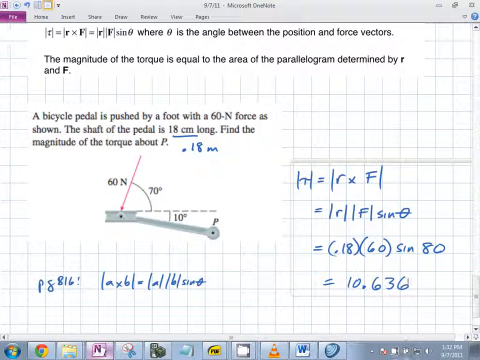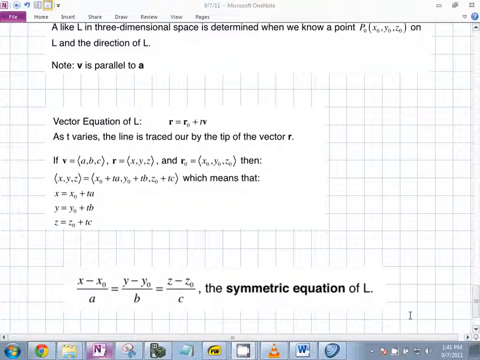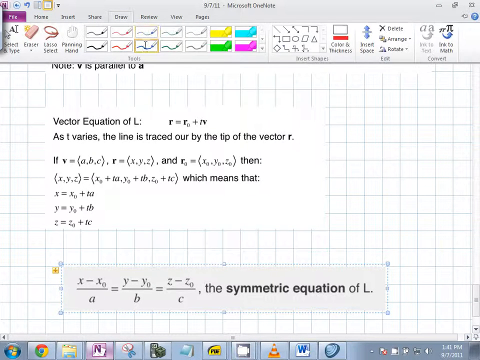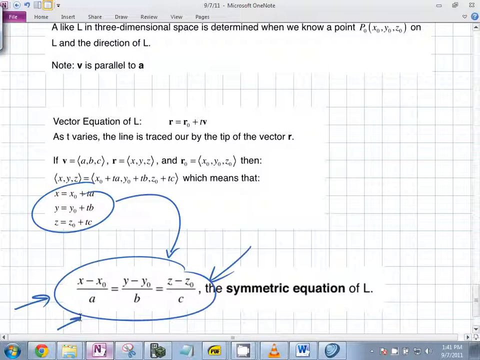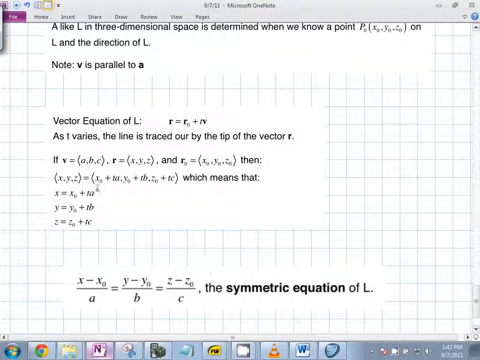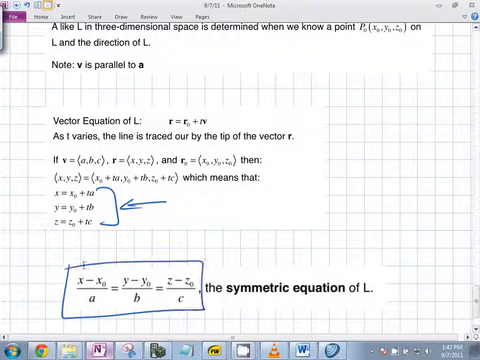Okay, so let's talk about lines. Can someone tell me what the connection is? This is the parametric form right here, and this is the symmetric form. How do you get from here to here? What's missing in those? T's gone. So what do you do to each of these equations? You solve for t, and then you set them all equal. And what do you end up with? The symmetric form.